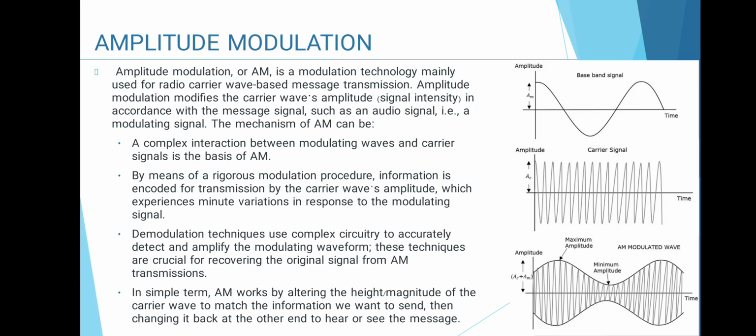Demodulation techniques use circuitry to accurately detect and amplify the modulating waveform. These techniques are crucial for recovering the original signal from AM transmission. In simple terms, AM works by altering the height or magnitude of the carrier wave to match the information we want to send, then changing it back at the other end to hear or see the message.